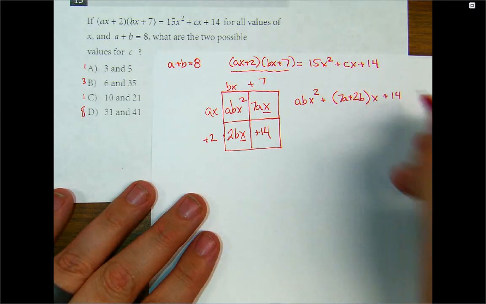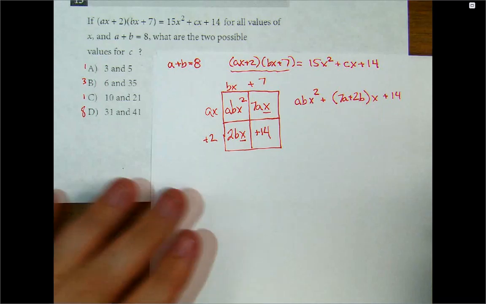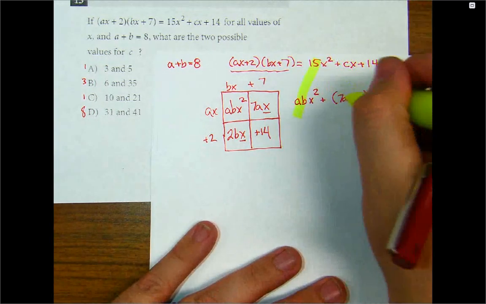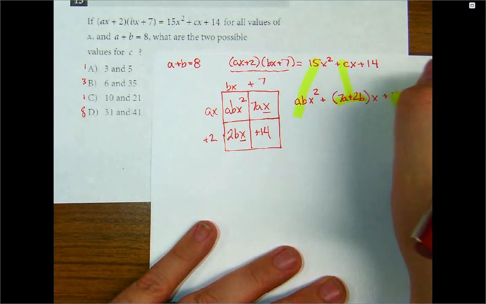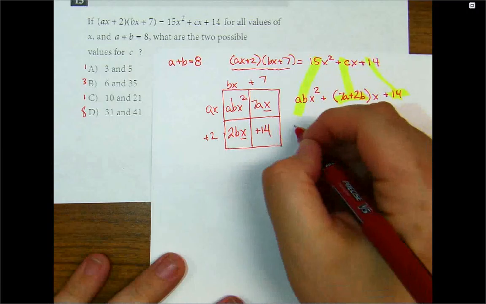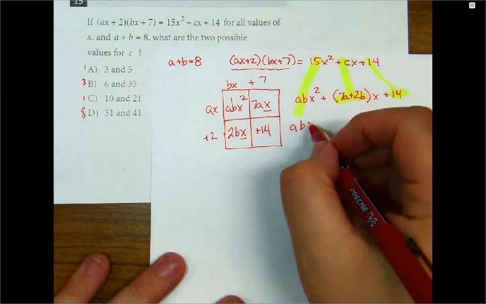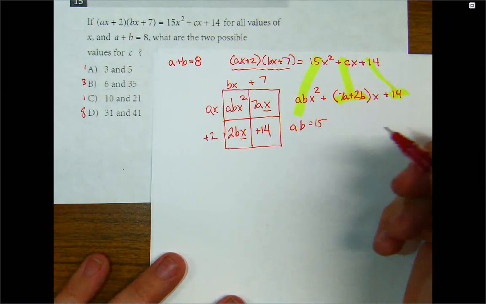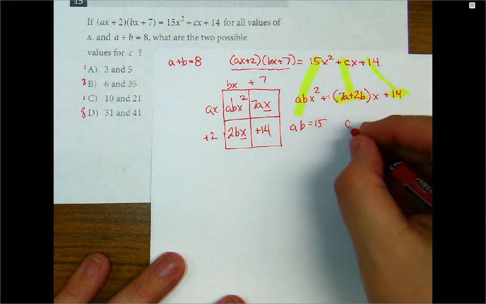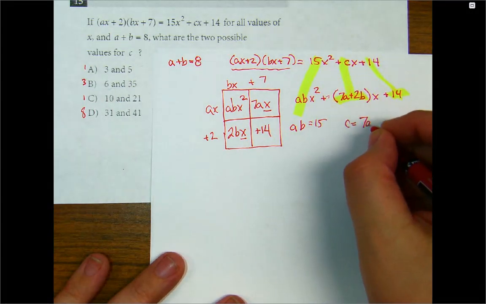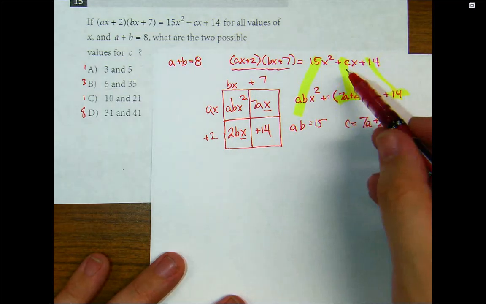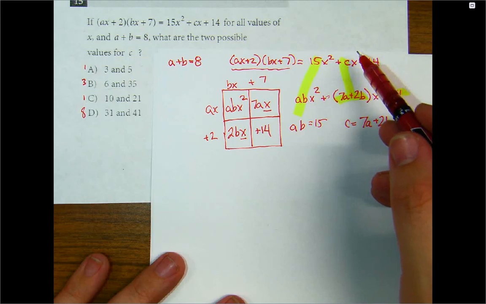Now, if we take a look at the original, that ab is equal to 15. The highlighter really wants to be part of the problem. What's c equal to? 7a plus 2b. So c is equal to that whole number right here.